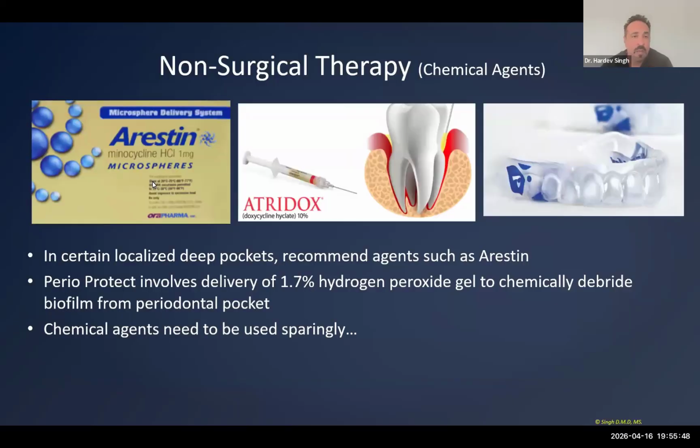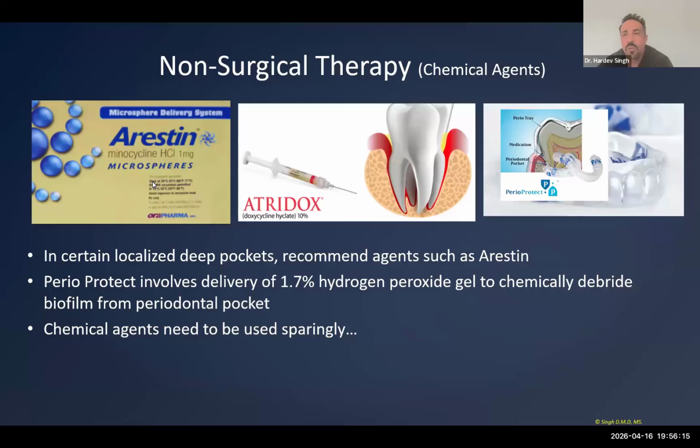I also recommend Arestin. It is great. Atridox was a product, it's no longer used. But PerioProtect also is a product that has hydrogen peroxide in it. It is a sustained release of the hydrogen peroxide, and you're chemically debriding the biofilm from periodontal pockets. However, chemical agents need to be used sparingly and they need to be used in right conditions.